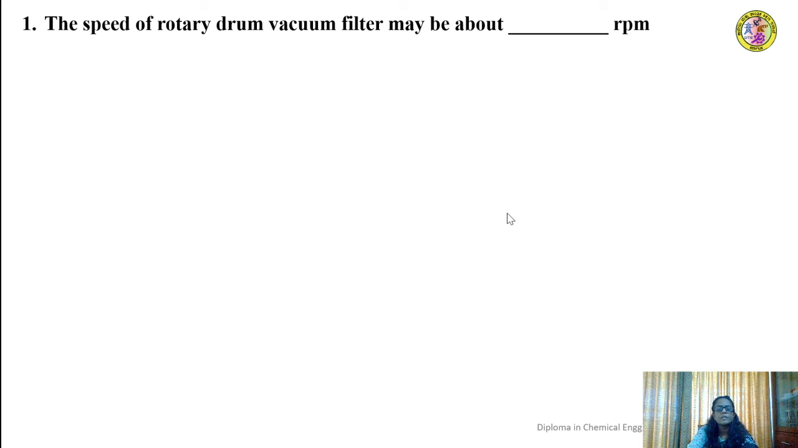The speed of the rotary drum filter may be about dash RPM. Is it 1? Is it 50? Is it 100? Is it 500? You all know that the drum in a rotary drum filter rotates at a slow speed. The speed limit will be around 2 revolutions per minute. So 1 is the right answer because 50, 100 and 500 are too large. The right answer is answer A.